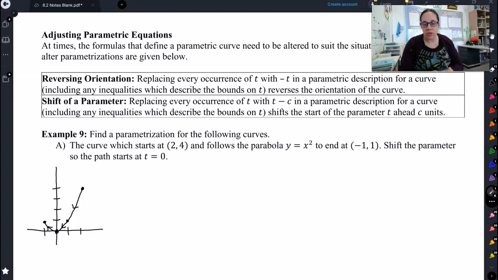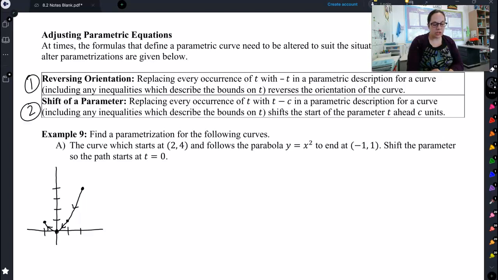However, we can change the direction of those arrows by replacing every t with a negative t, and that includes the bounds on t. I'll show you what that means in just a second. And that will change the direction of the arrows. The second thing that we do is shift a parameter.